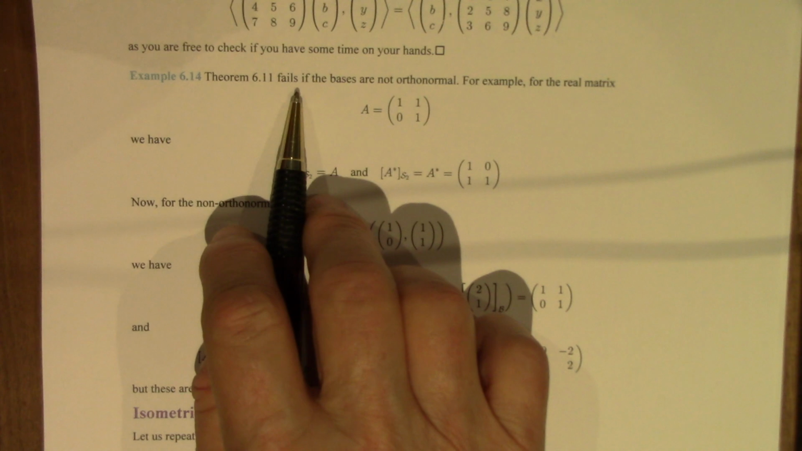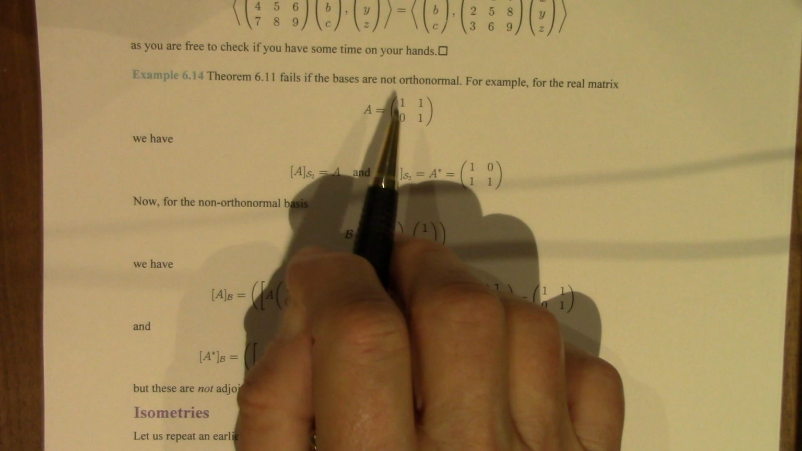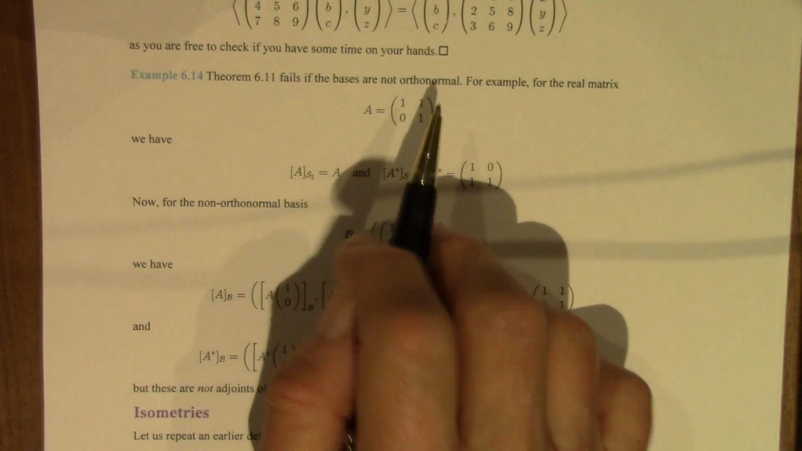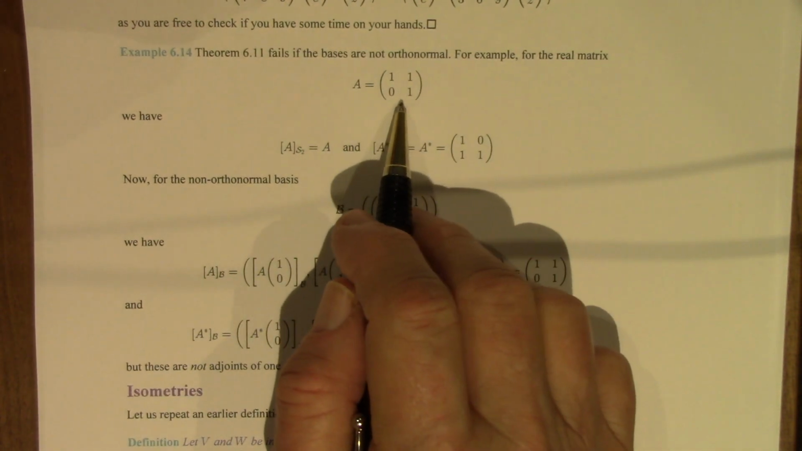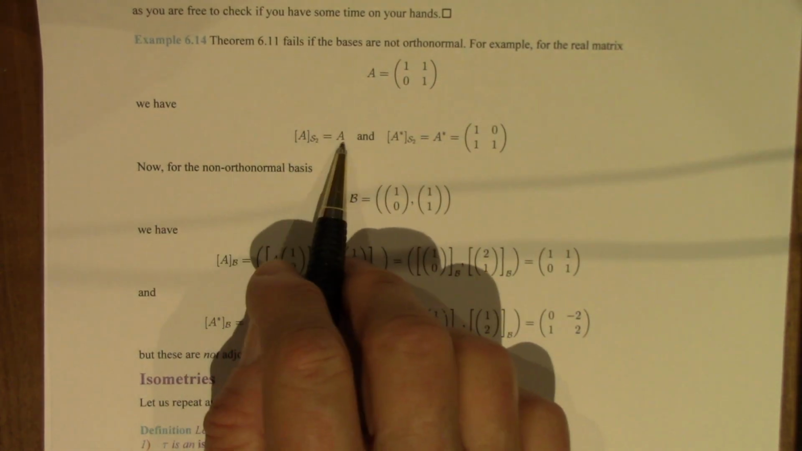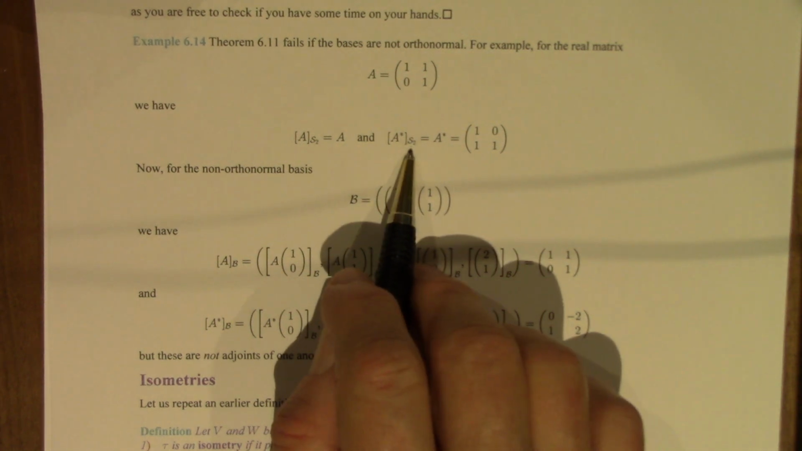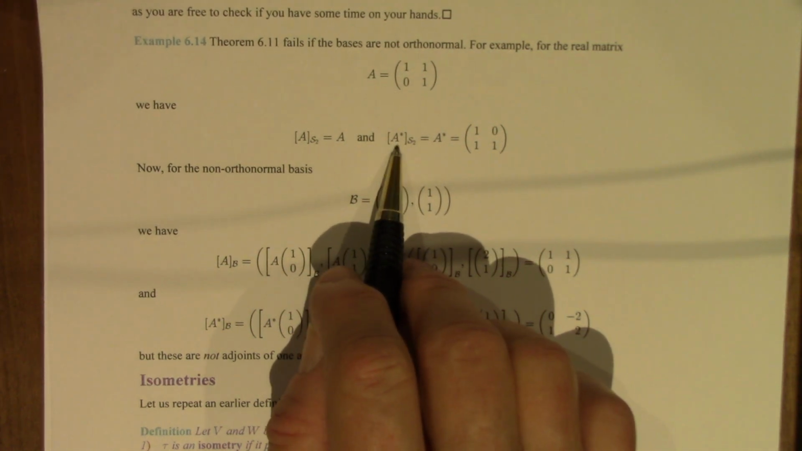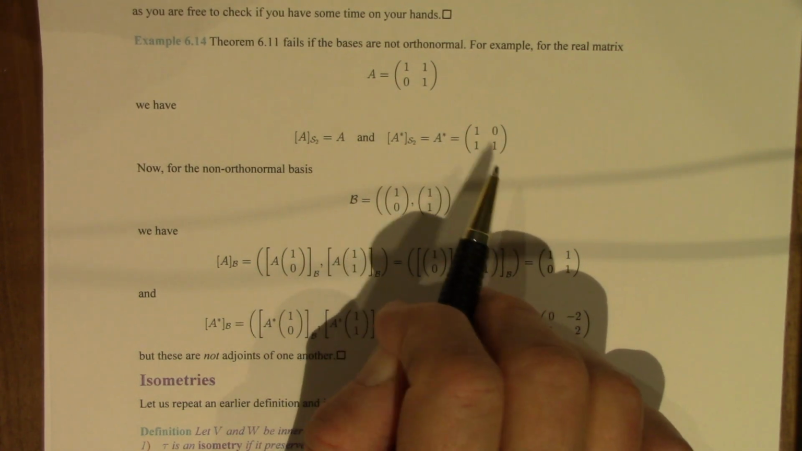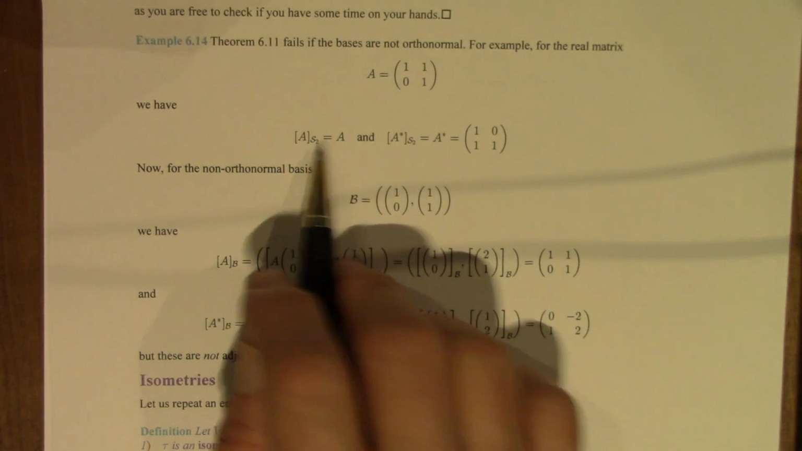If the bases are not orthonormal, excuse me, then this fails. The matrix of the adjoint is not the adjoint of the matrix. And I gave you a simple example here. A 2 by 2 real matrix represents itself under the standard basis. So the representation of the adjoint is the adjoint of the representation, so we just took the transpose. These are facts because the standard basis is orthonormal.